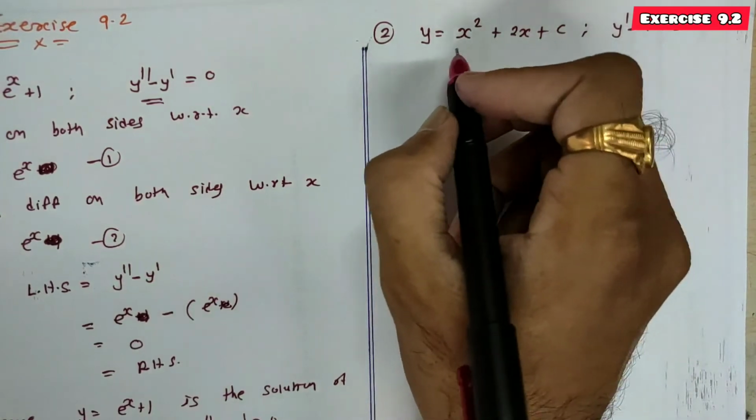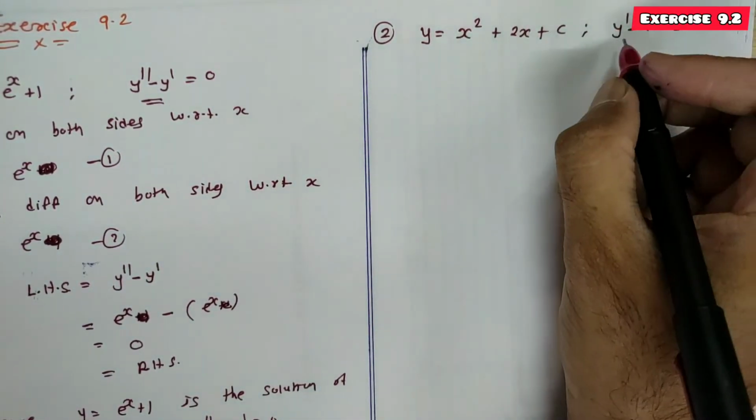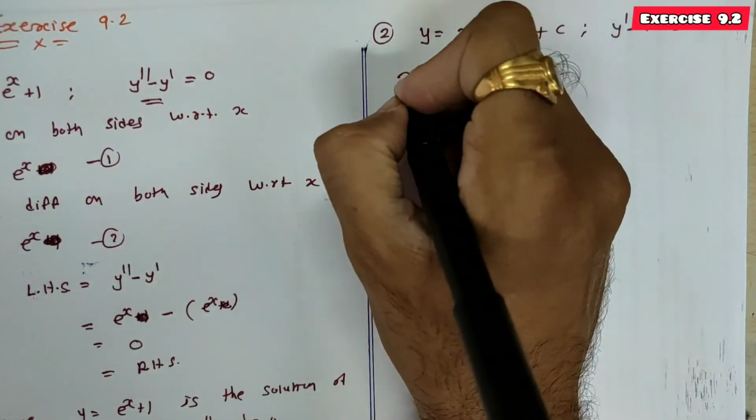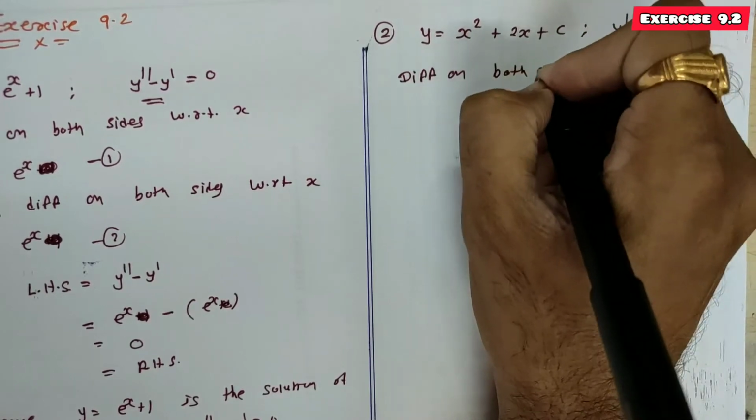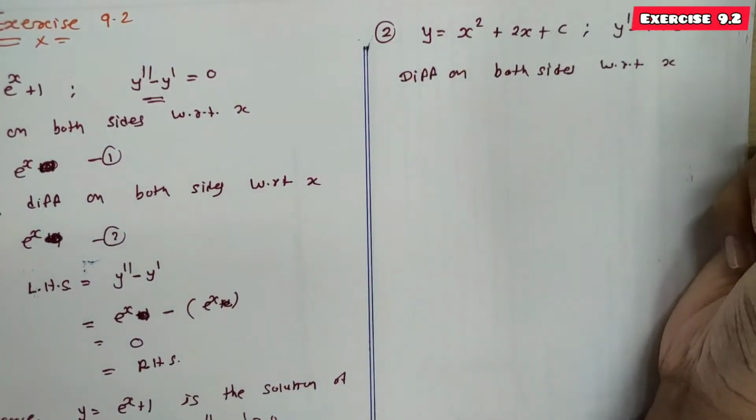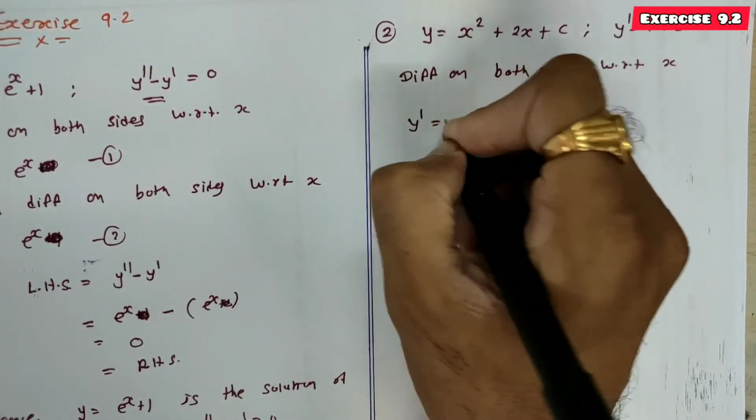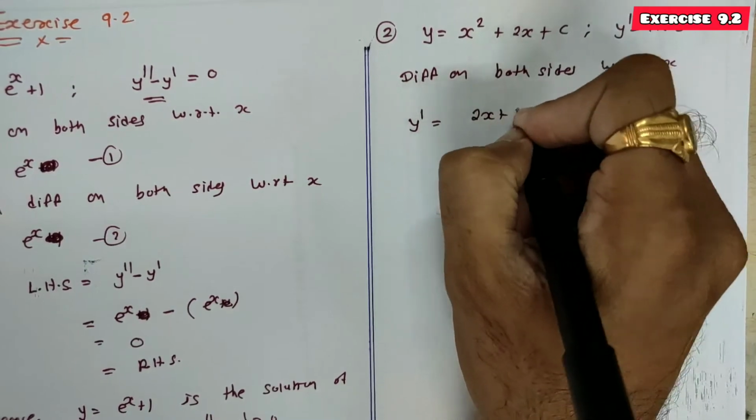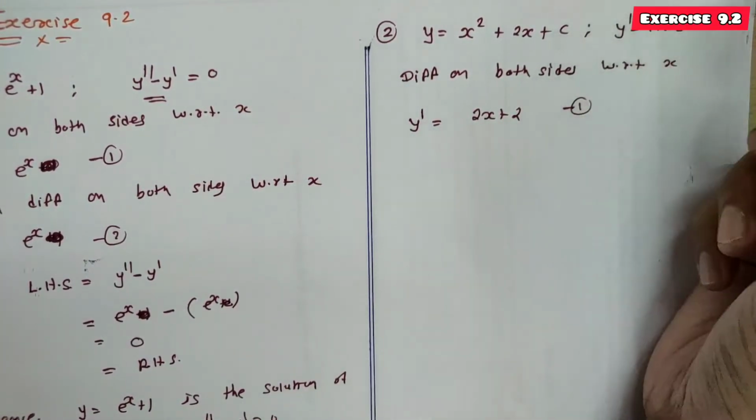So now here the value of y is x square plus 2x plus c. So first we require y dash. So differentiate on both sides with respect to x. Differentiating on both sides with respect to x, we are getting y dash equal to 2x plus 2. Done. First order derivative चाहिए.